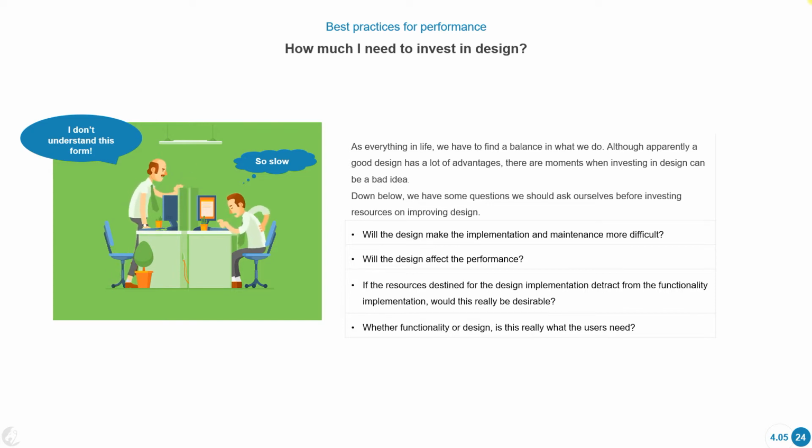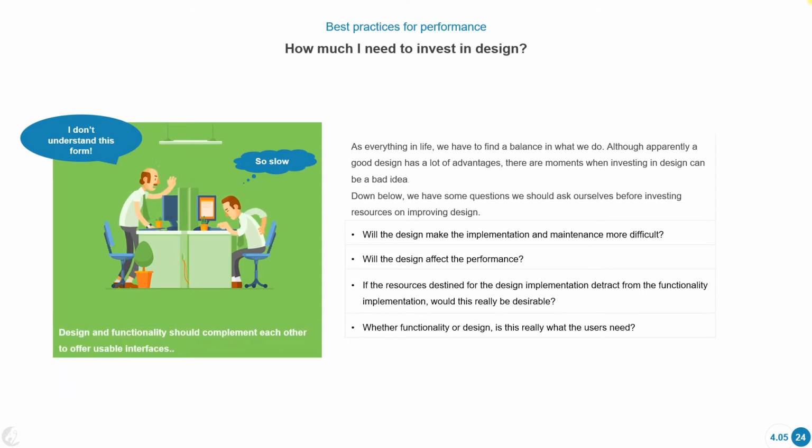If we're affecting performance, maybe we're going to have to compromise in design. The resources that are destined for design implementation, if they detract from the functionality in the implementation, would this really be desirable? So we're going to have to decide whether we want to add more resources to these designs if they're going to be detracting functionality. Whether functionality or design, is this really what the user needs? So we really have to focus on the user's needs, not on what we want to build for them, but what they're expecting and what they need the system to do for them. Basically, with this, I want to say that design and functionality should always complement each other to offer usable interfaces.